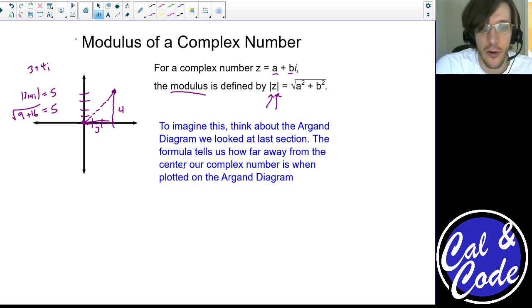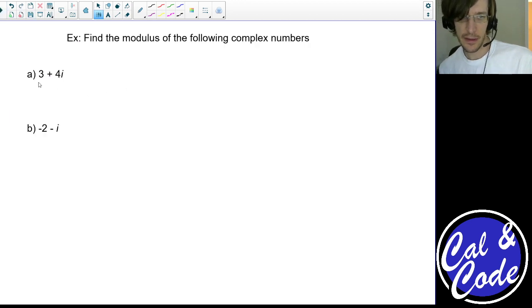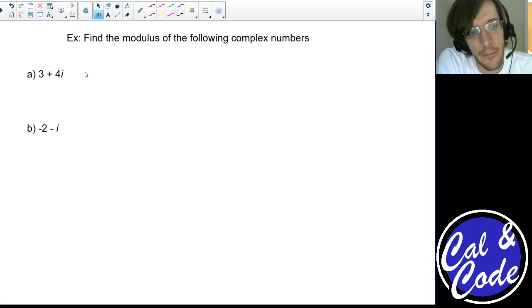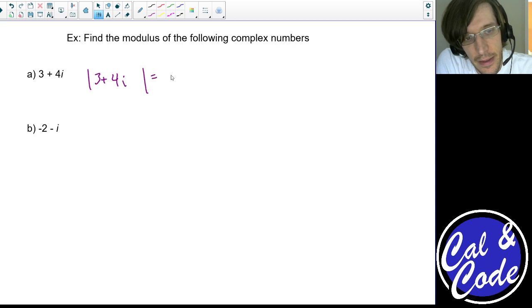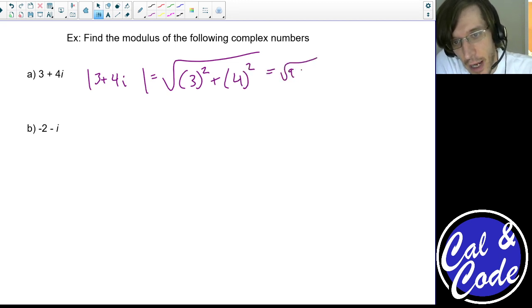The modulus is how far away from the center our complex number is when we plot it on an Argand diagram. So that's what modulus is for a complex number. That's the definition for you. So let's find the modulus of some of the following complex numbers. I already just did this one, but we'll redo it, and this time we'll do it a little slower. If I want to find the modulus of that, I put the little absolute value sign around it. That is the square root of a squared plus b squared, which is the square root of 9 plus 16, which is the square root of 25, which is 5.